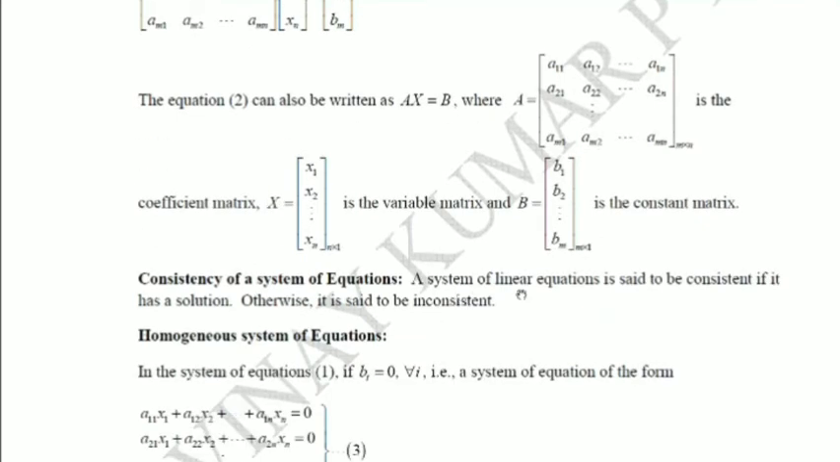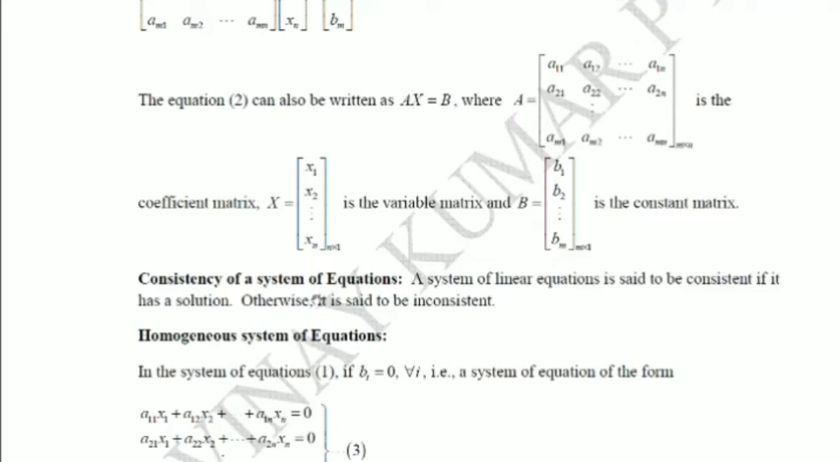So if a system of linear equations possesses a solution, then that system of equations is called consistent. Otherwise, it is said to be inconsistent. That means if it has no common solution, then such a system is called an inconsistent system of equations.